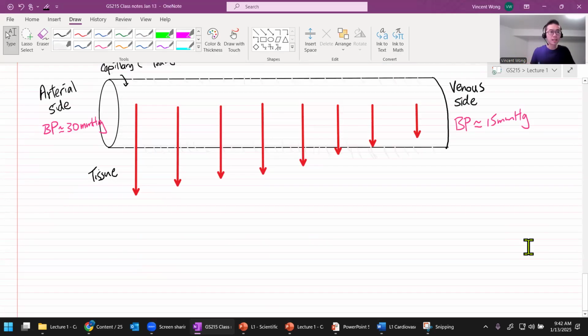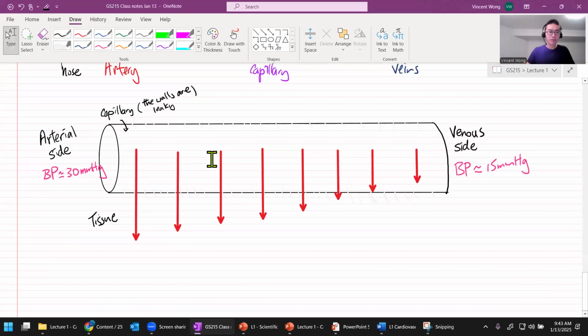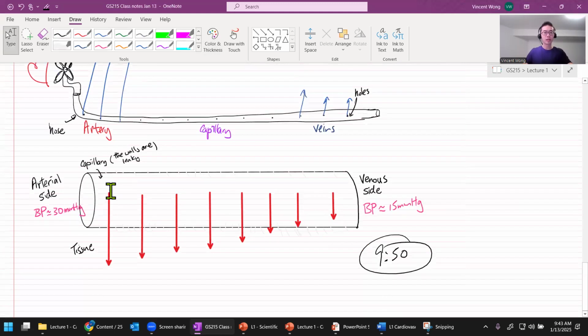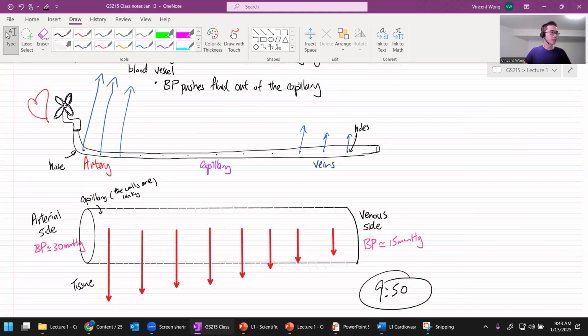All right, we'll come back to this diagram. We're going to add more things to it. But why don't we take a quick break first? I feel like we've been talking for so long. We'll come back at 9:50. How about 9:50? And then I'll leave the screen on if you need to copy anything else. See you in a bit.